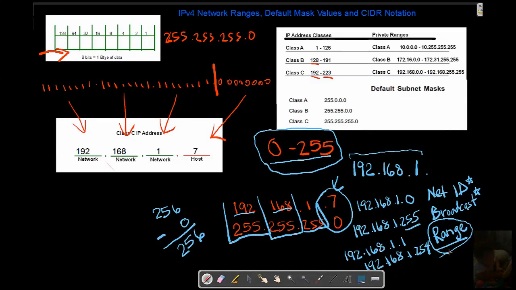If I needed enough addresses to communicate to 300 devices on this network, I could not use a Class C based address with a mask value like this, because I'm limited to 254 possible values. If you took this mask value, subtracted from the octet, you understand that there's 256 addresses in that network. Subtract the two that you cannot use, you will then be able to determine your usable range. 254. I can have 254 devices that could exist on this network.